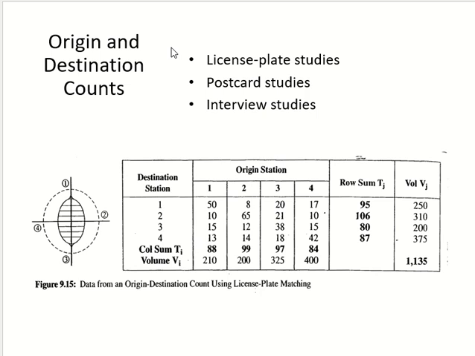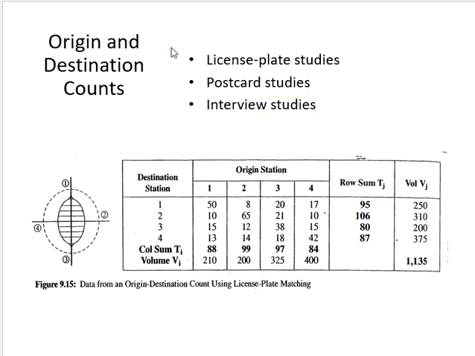OD, meaning origin, destination. We are doing an origin destination count, so we will calibrate the matrix so that our origin destination count becomes more accurate. The field study will remain as it is; we will not change it. So what do we do?